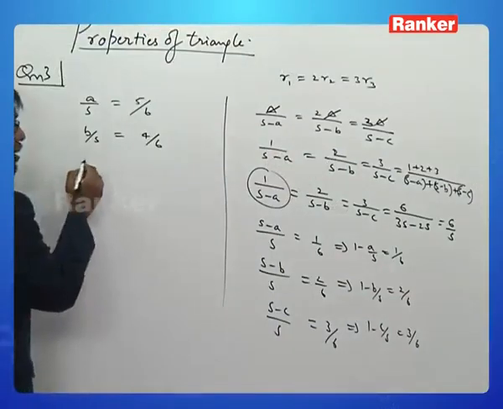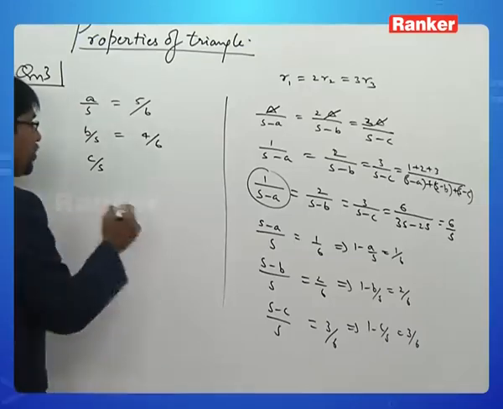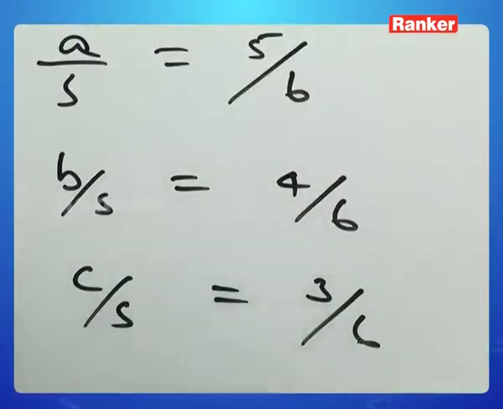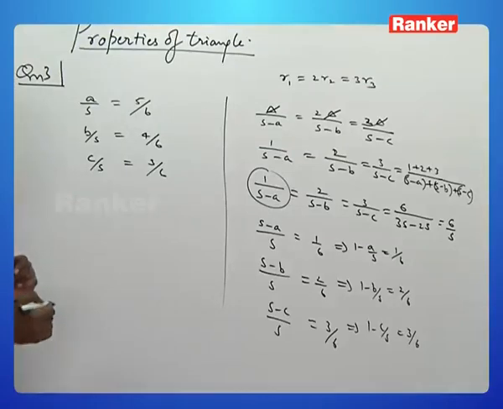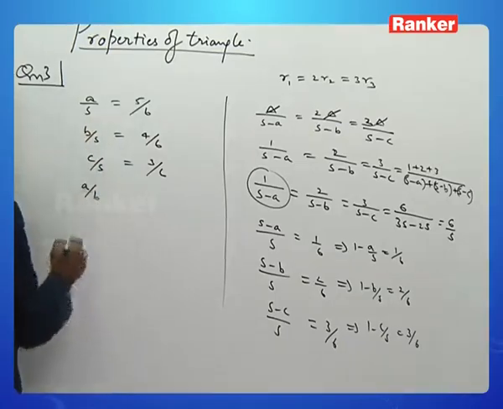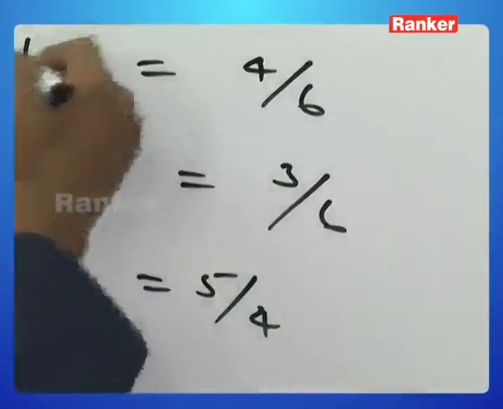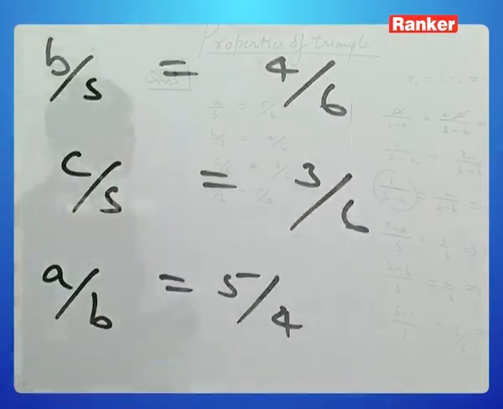And what about C by S? C by S will be 1 minus 3 by 6, that is again 3 by 6. What you wanted was A by B plus B by C plus C by A. What is A by B from here? A by B will be 5 by 4. S will cancel and we'll have 5 by 4.